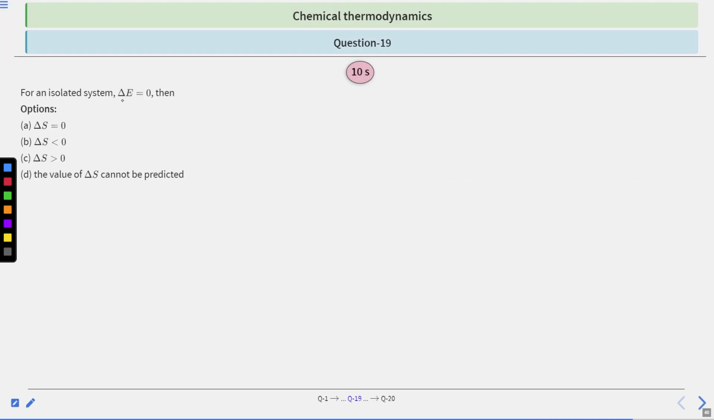For an isolated system, del E equals 0. Then options are: del S is 0, del S less than 0, del S greater than 0, and the value of del S cannot be predicted. You have 10 seconds to solve this question. After that, we will see the answer.